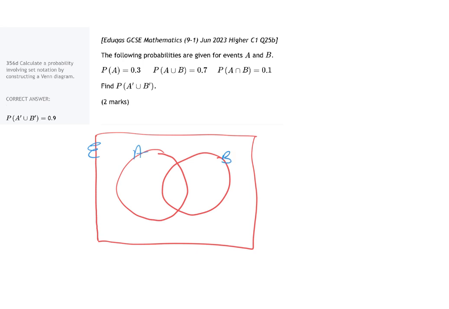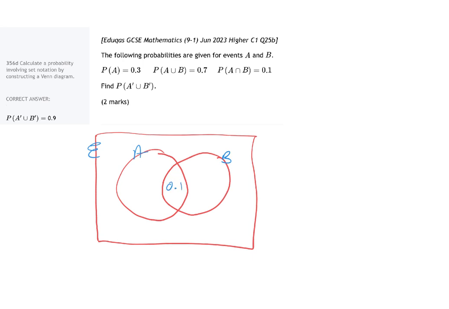Now it gives us the probabilities. We have the probability of A is 0.3, so that means the whole of this is 0.3. I don't know the separate bits yet. The union of A and B is 0.7, so that's all of this and all of this is 0.7. And the last one here, the intersection of A and B is 0.1. So that's this bit here. So I can write that number in, 0.1.